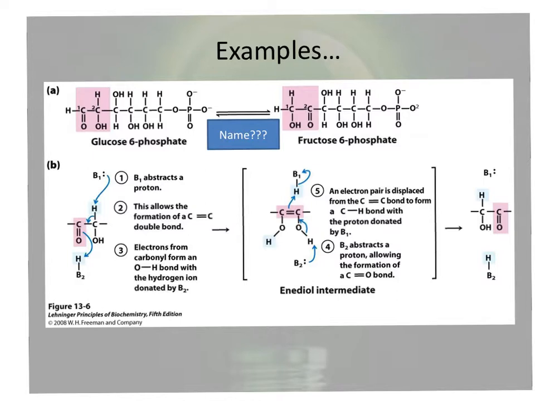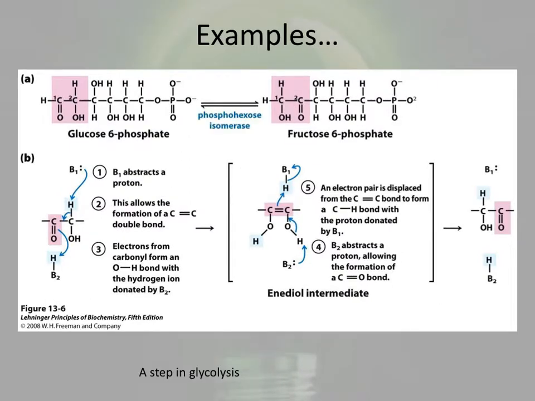So many times this one's called phosphohexose isomerase. But if you had told me glucose 6-phosphate isomerase or fructose 6-phosphate isomerase, you'd get most, if not all, the credit for it. Because if you tell someone that, knowing what we know now, they would be able to figure out what's going on. But this one literally means phosphorylated 6-carbon sugar. It moves it from place to place. Okay. Any questions so far?